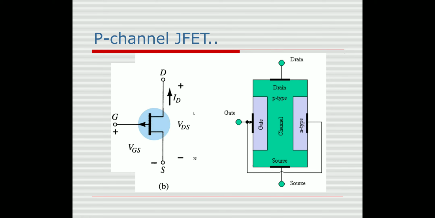And holes travel from drain to source. So in this way it is a similar construction, just that the substrate is different. Here also when we control VGS, we can control the drain current, that is the output current ID.